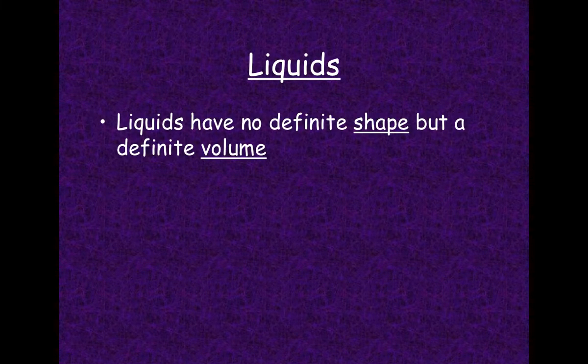Liquids are the second phase of matter, and they have no definite shape, but a definite volume. So if I take a liquid and pour it from one container to a different shaped container, it doesn't keep the shape that it once was. Whereas with a solid, if I move it from one place to another, it's going to keep its shape. But we can measure the volume of liquids. They can be measured in a tool like a graduated cylinder.